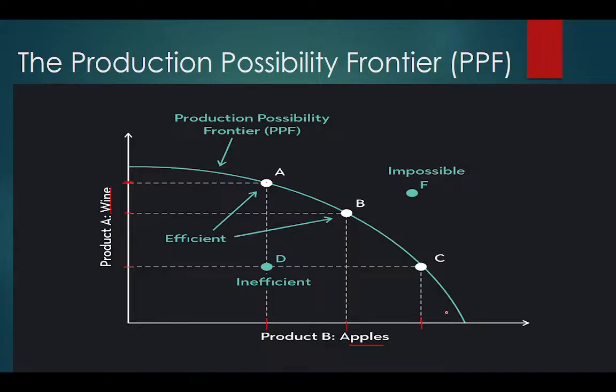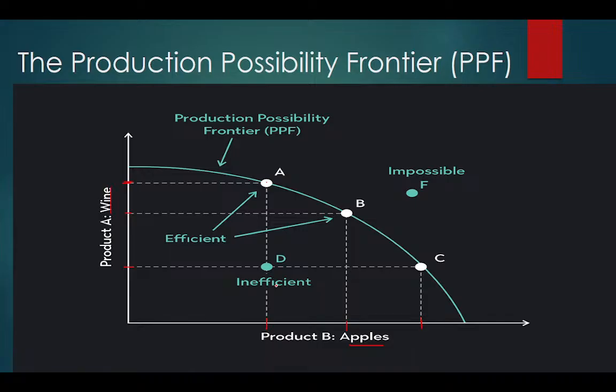Producing more of one good requires producing less of the other. So the element of opportunity cost is also brought up, because if you want to produce more wine, you'll have to go up the ladder, and it means you are going to produce fewer apples. If you want to produce more apples, then definitely you are going to produce less wine. So moving from A to C increases apple production but reduces wine production.